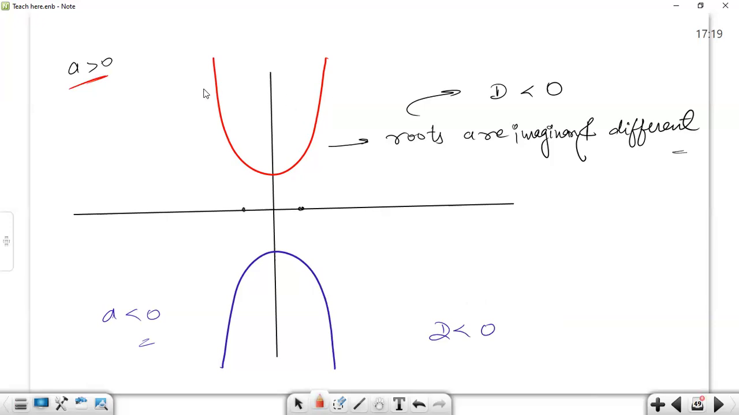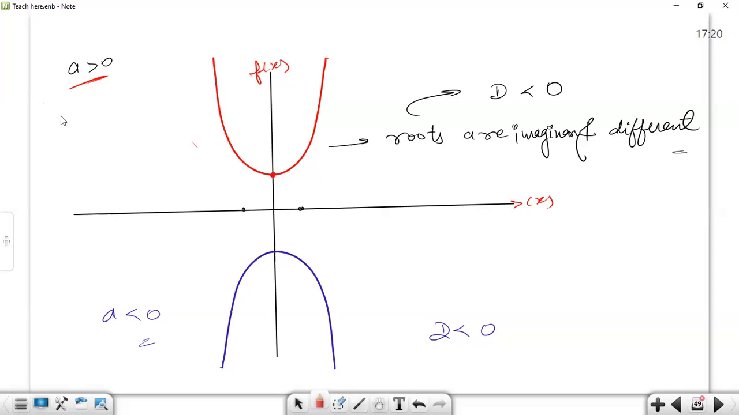If we look at the value of f of x, this is f of x, this is x. So f of x is minimum for this particular curve. Yes, f of x has a certain minimum value. But when we look at the maximum value of f of x for the quadratic, in the case when a is positive, there is no such limit because it's tending towards infinity.